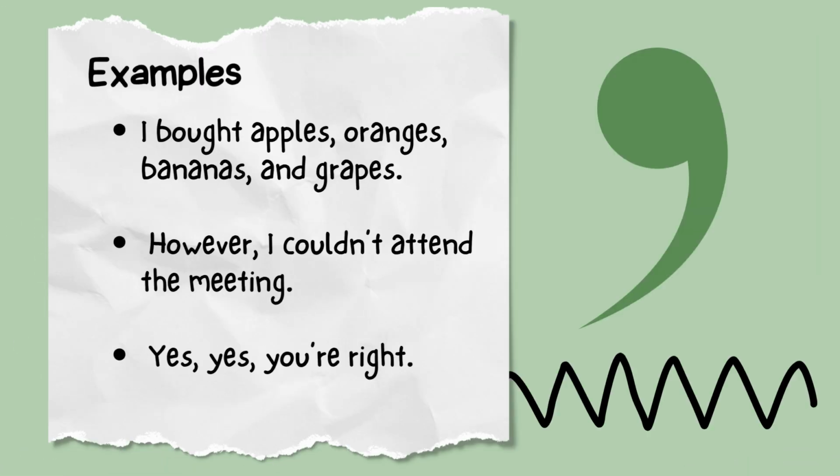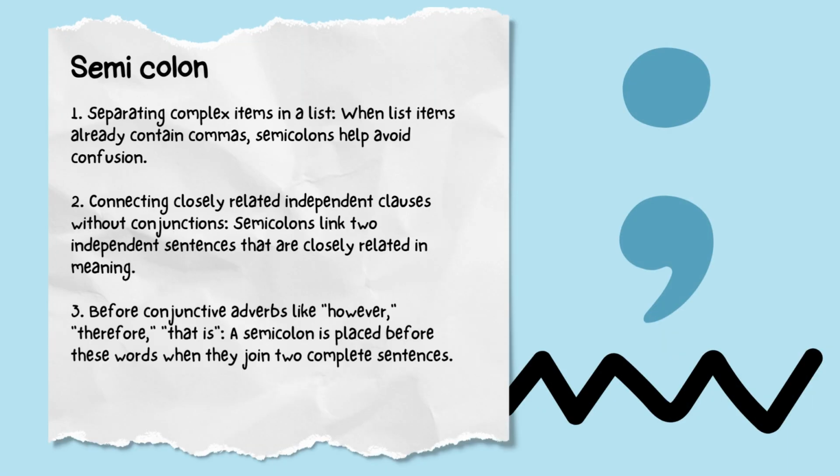Examples: I bought apples, oranges, bananas, and grapes. However, I couldn't attend the meeting. Yes, you're right. Semicolon. Separating complex items in a list. When list items already contain commas, semicolons help avoid confusion.